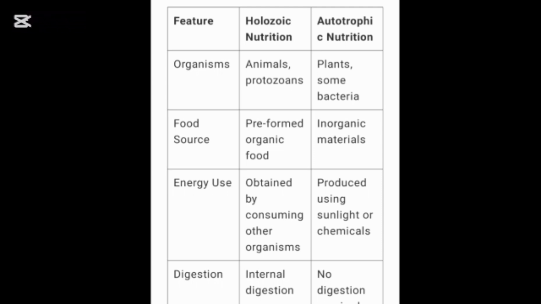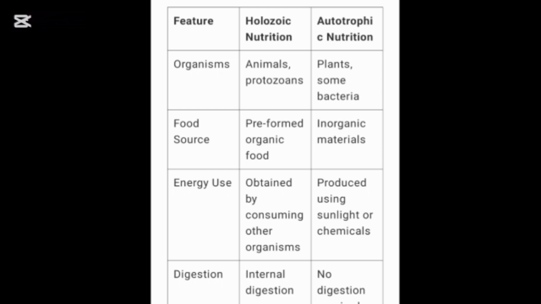Now, under organisms, holozoic has animals and protozoans, while autotrophic has plants and some bacteria. On the food source, holozoic is preformed organic food. That is what they take in. And autotrophic organisms take inorganic materials.